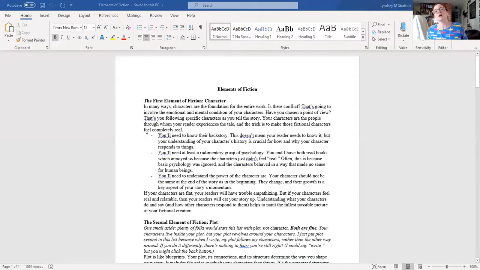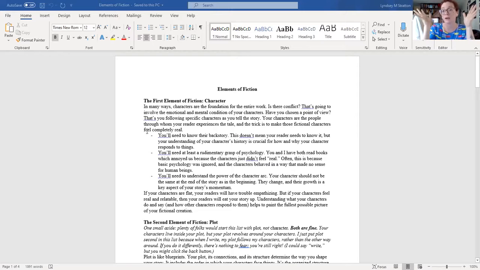This document is available to you on Canvas, but I'm going to show it to you anyway, right here. Elements of fiction. Okay, so the first one, character. Now this is important to know. These elements of fiction are important to know for when you go to do your reader's response, which I will get to after this.